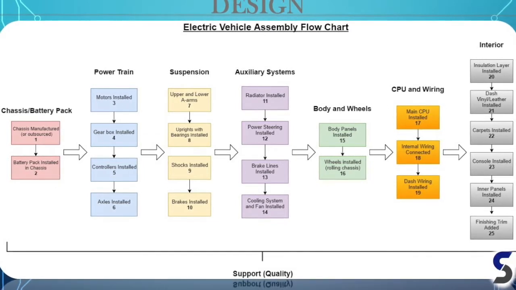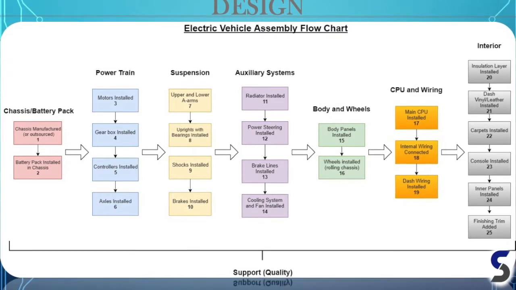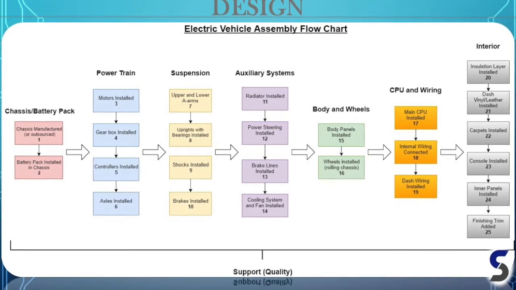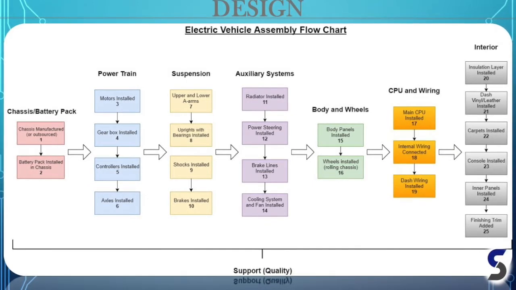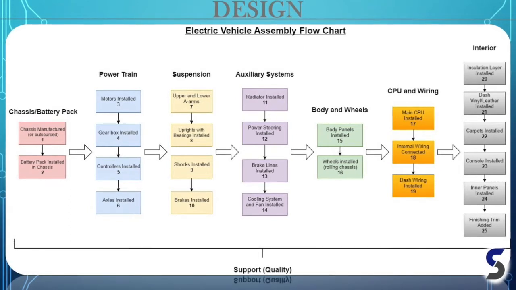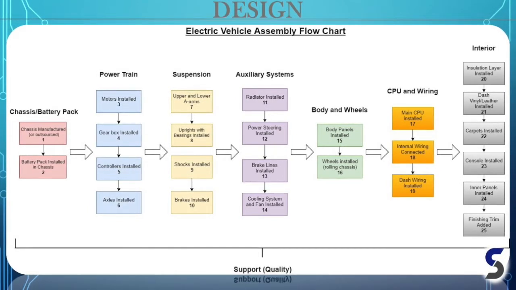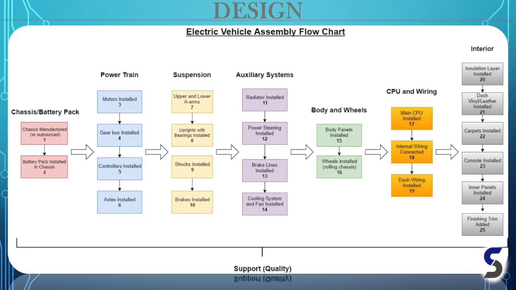After the body and the wheels are added to the vehicle, it moves to the CPU and wiring department where the main CPU is installed, the internal wiring is connected, and the dash wiring is installed. Lastly, after the CPU and wiring, it'll move to the interior department where the insulation will be installed, the dash and vinyl leather, the carpets, the console, the inner panels, and then any of the finishing trim that needs to be added.